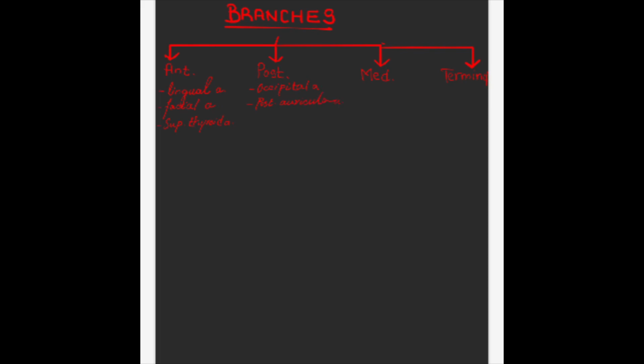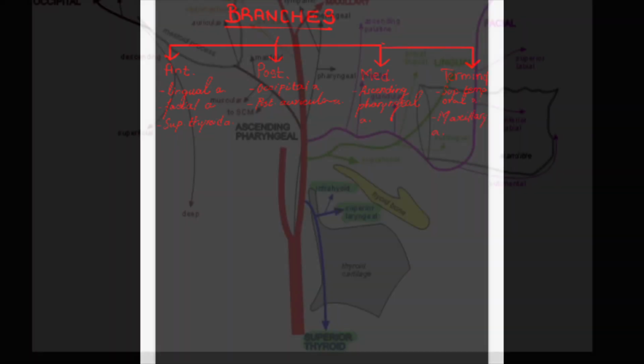All right, so the anterior branches are the lingual artery, facial artery, superior thyroid artery. Posterior is occipital, posterior auricular, medial is ascending pharyngeal, and terminal is superficial temporal and maxillary artery.